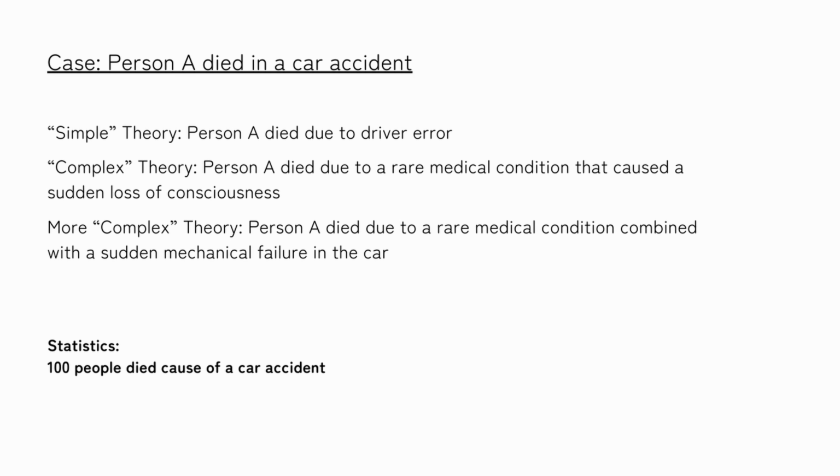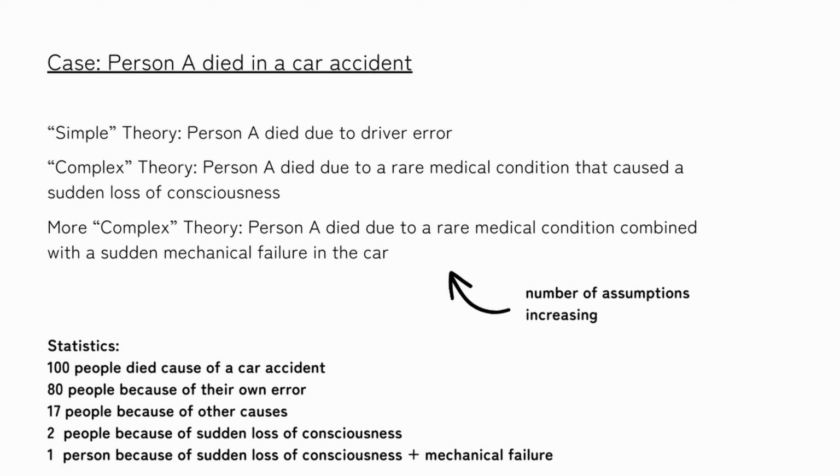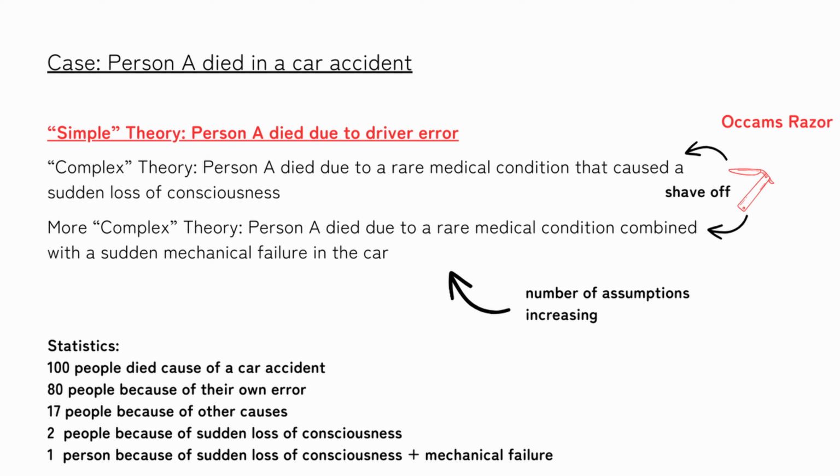Now I will make up some numbers here to just show the point. In 100 cases of car accident fatalities, we have the following. Simple explanation: the driver error is the most common and likely, 80 out of 100. Then we got 17 who died of other reasons which we can exclude for the sake of the argument. The more complex explanation, a rare medical condition, is less common, 2 in 100. The even more complex explanation, a rare medical condition and mechanical failure together, requires 2 rare events happening simultaneously, making it even less likely, 1 in 100. Each additional assumption decreases the overall likelihood of the scenario, making simpler explanations generally more probable according to Occam's razor.